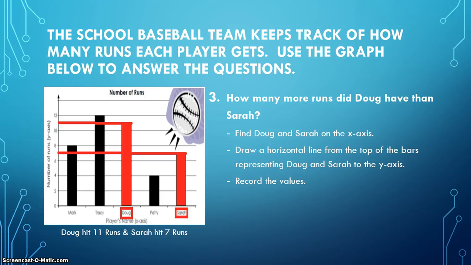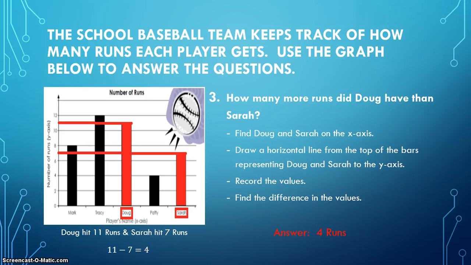Now that we have that, again, it wants to know how many more runs Doug had than Sarah, so we're going to have to figure out the difference between those two numbers, 11 and 7. So all we're going to do is subtract. Remember, difference means subtract. So we take 11 minus 7, which is 4, and that will be our answer. Doug hit 4 more runs than Sarah.